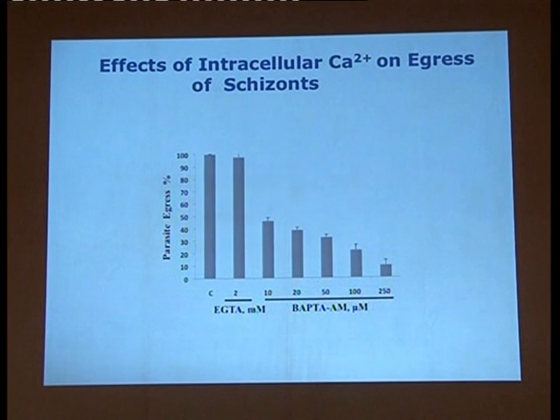The simple approach we took was to chelate the intracellular calcium of the parasite as well as the calcium outside the parasite, and then ask what happens to the exit or egress process. Here you can see that when we chelate the extracellular calcium with EGTA, we don't see any change in the egress process. However, when we chelate the intracellular calcium of the parasite, we don't see egress.